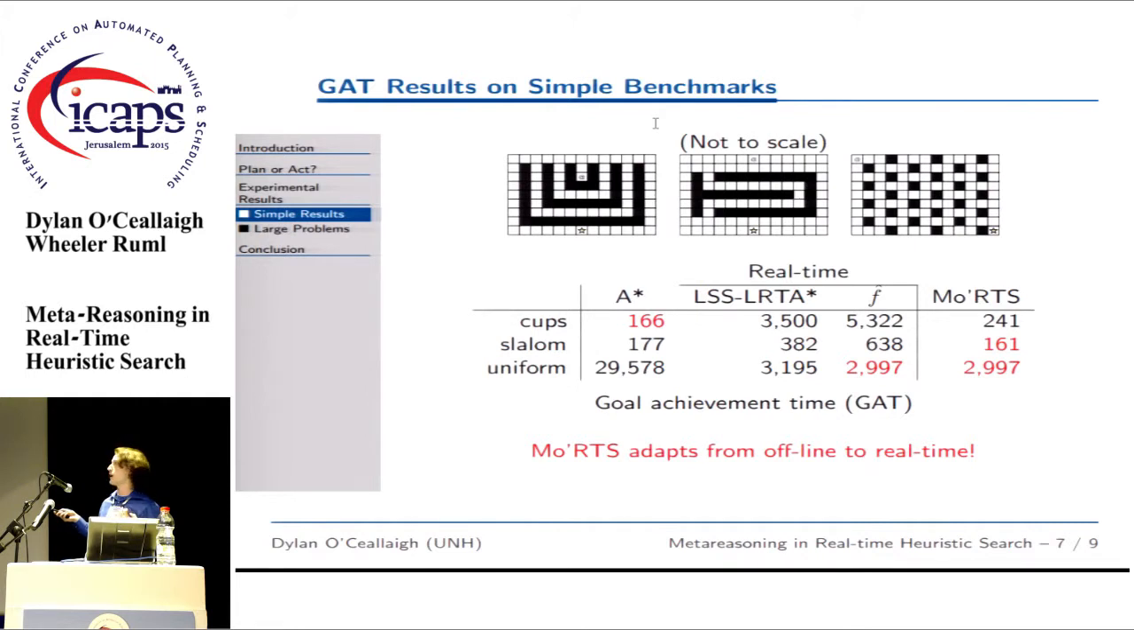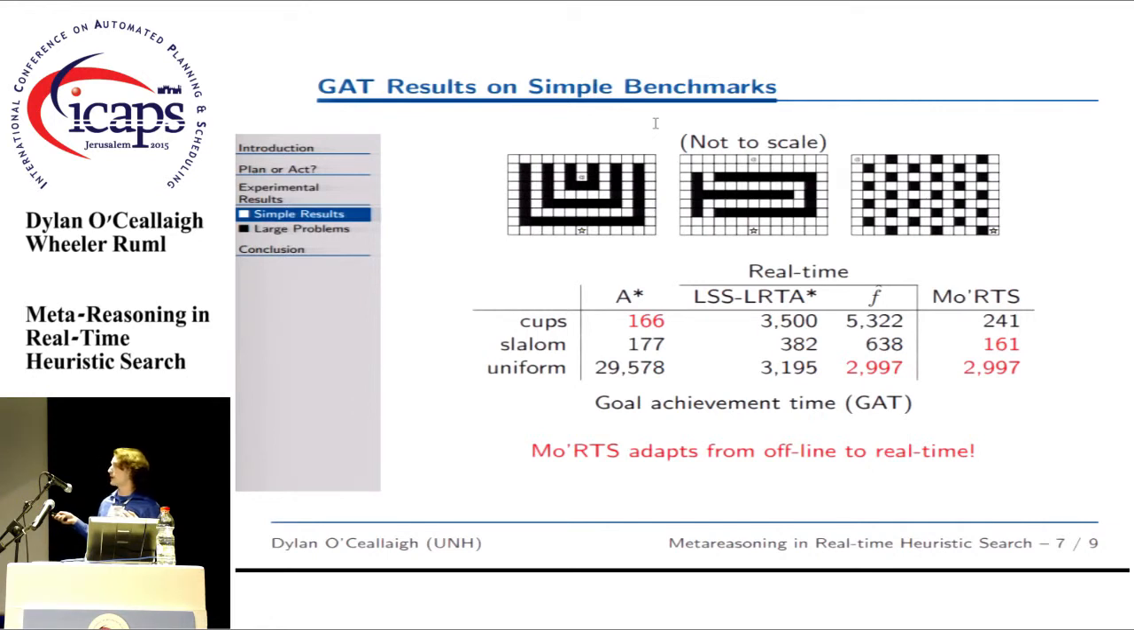A star handles this quite well because it is only required to expand each state at most once, whereas real-time searches will find themselves misled by the heuristic, and they'll be forced to do learning in each of these cups in order to get out and eventually reach the goal. As you'll see in the results here, A star does outperform all of its competitors in terms of goal achievement time here. However, while the real-time approaches have goal achievement times in the thousands, MoRTS is a full order of magnitude better and does almost as well as A star.